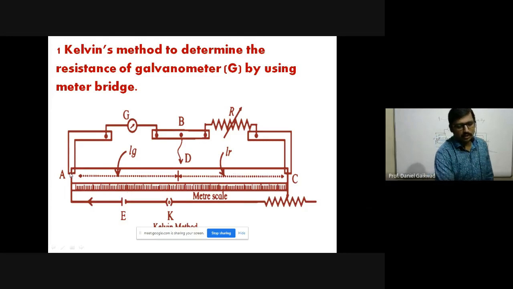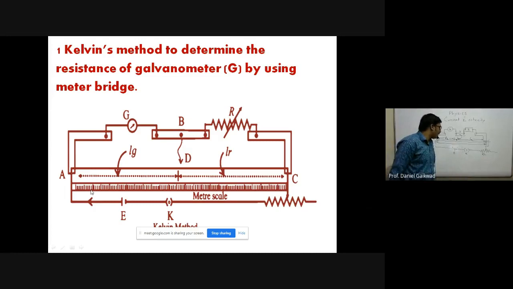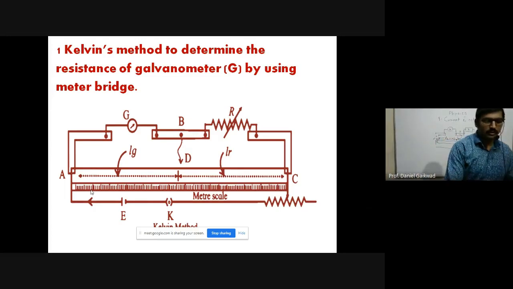Then we have the connection of the power supply. From A we have the positive of the battery eliminator E, then the negative goes through a key and a rheostat to point C. Below the meter bridge wire, we have fixed the meter scale. So we learn how to draw this particular diagram. That is Kelvin's method.